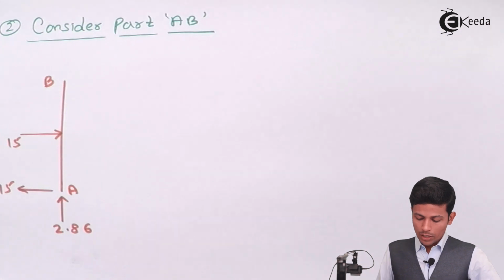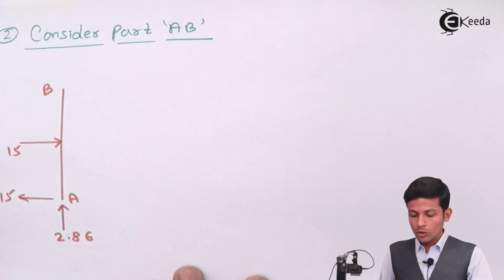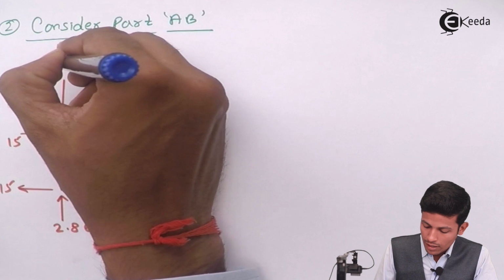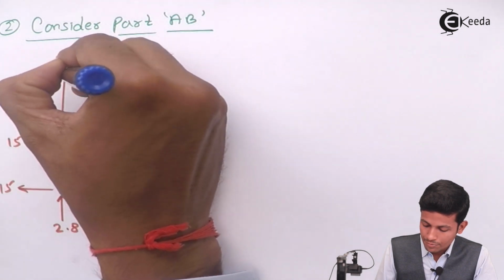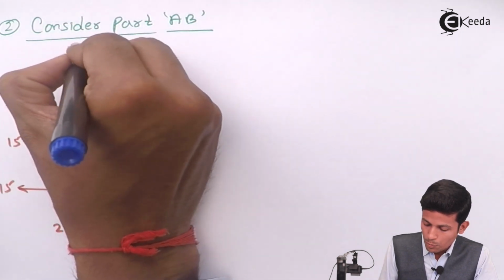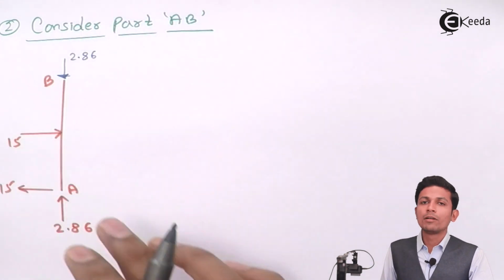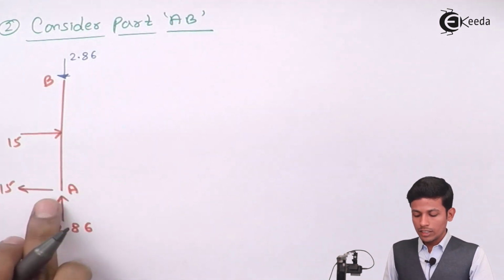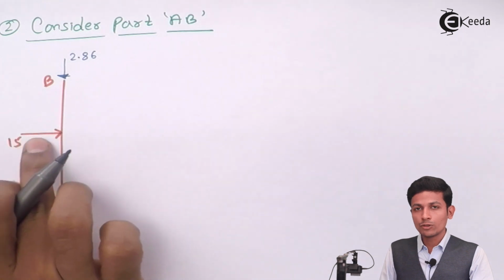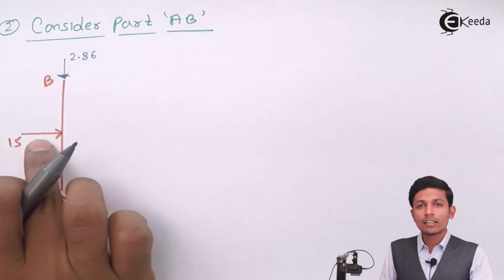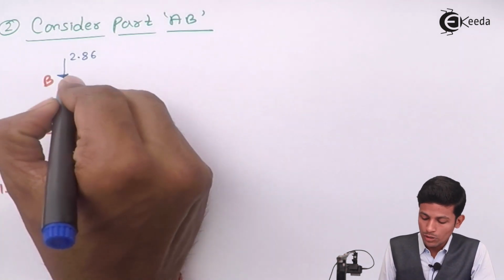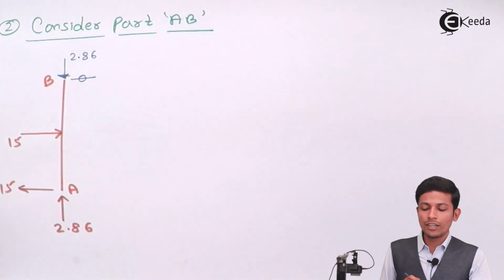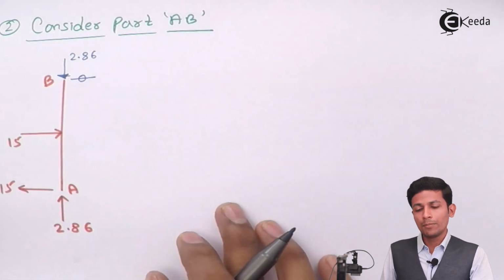Okay, now see, your 2.86 is coming from this side. To balance this we have to apply here like this, 2.86. Okay, now this member will be balanced. Now what about this? See, this 15 is going in this direction, this 15 is going in this direction, this and this will get cancelled, this will get 0 value, so this is nothing but 0. Okay, now draw the AFD, SFD and BMD.